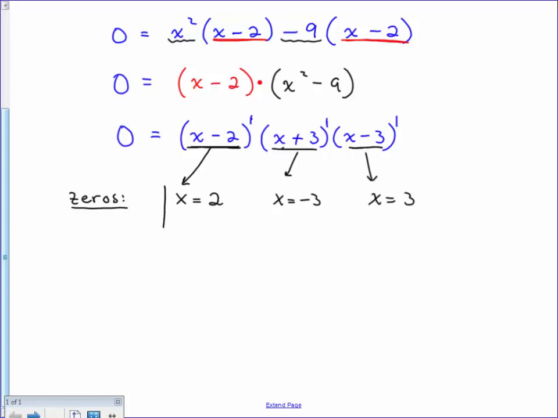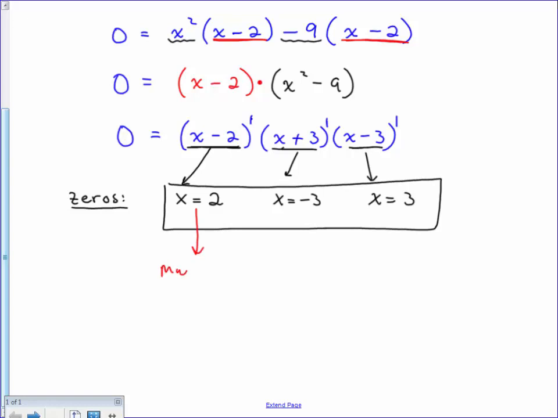Underneath each one of these, I'm going to state their multiplicities. This one has a multiplicity of 1. This one has a multiplicity of 1. And so does this one. Okay, we know that because of the understood powers on each one of these factors. Now for each, since these have odd multiplicity, then the graphs at each one of these zeros would pass right through those x values. Okay, so knowing these multiplicities later on will help us know how to graph this particular problem.